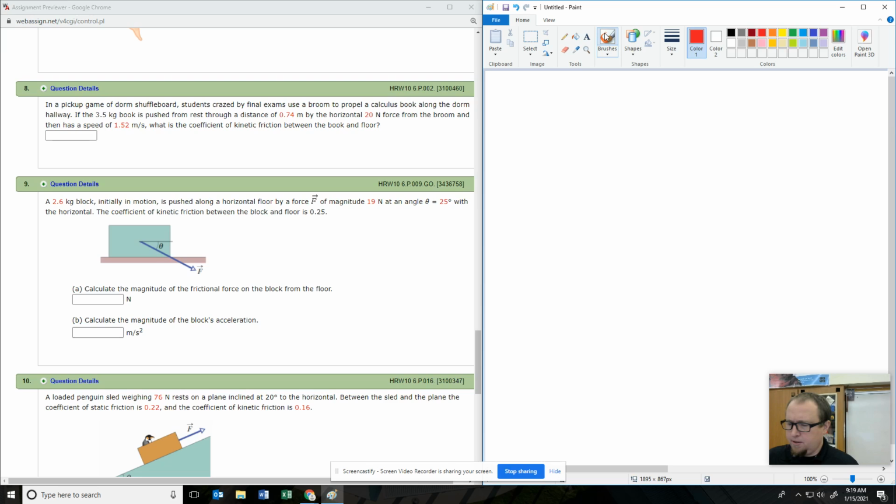I just added these up. If I wanted to go up the ramp, I've got to push more than 41.7 to get it going up the ramp. Okay, well, that was parts A and B. What will it take to move the block up the ramp at a constant velocity?